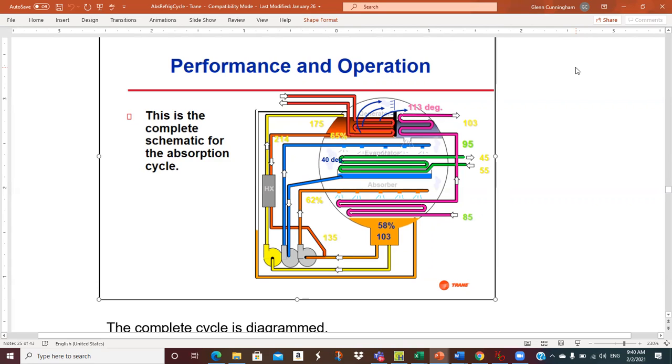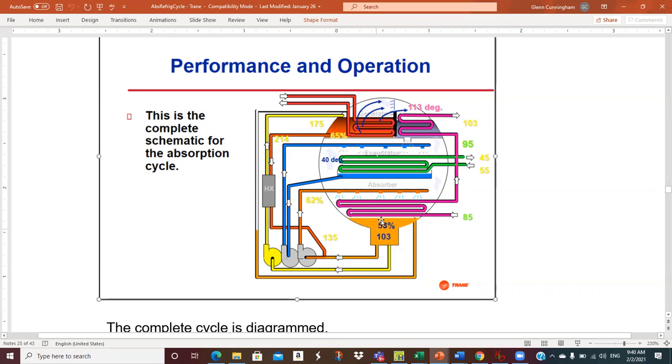Now, if this was a centrifugal chiller, we would show this in at 85 and out at 95, going back to the tower. So for the same tonnage, we have to have a larger cooling tower for the absorption chiller than we need for the centrifugal chiller because we have more heat to reject, okay?